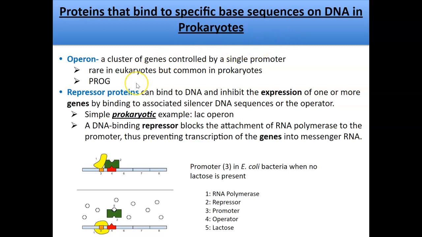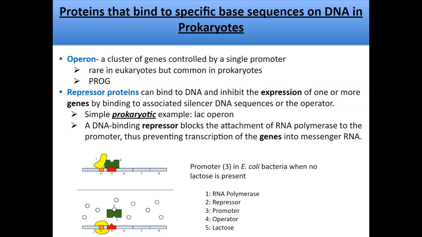PROG shows you how to easily remember the parts of an operon, because an operon is going to be like a whole set of things that have to come together to control gene expression in these prokaryotic cells. The P in PROG stands for the promoter, R is the repressor, O is an operator, I'll talk about that in a second, and G is going to be the set of genes that are being controlled by the overall operon.